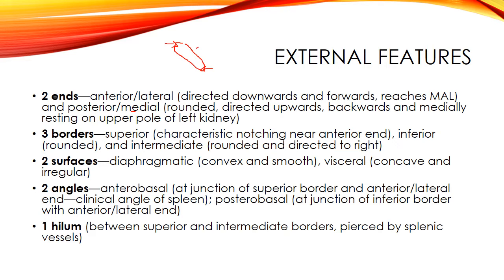We also have two borders of the spleen. So we have one border which is the superior border, and we have an inferior border of the spleen as well. The superior border near the anterior end has a characteristic notching present in it, whereas the inferior border is relatively rounded.